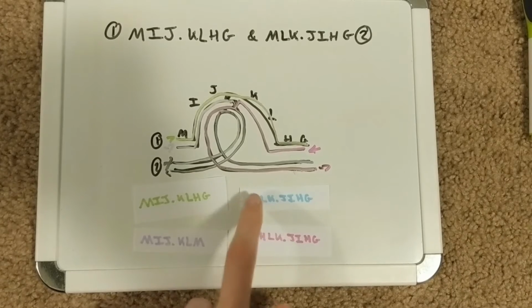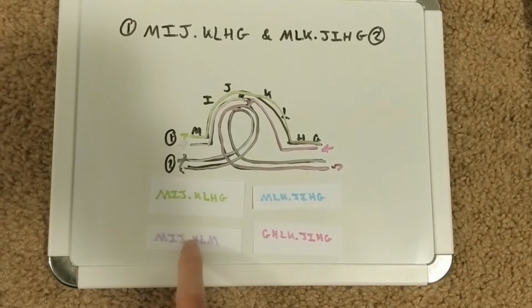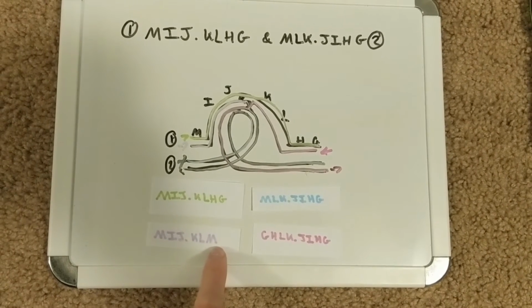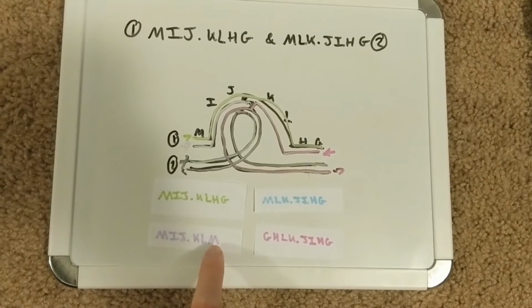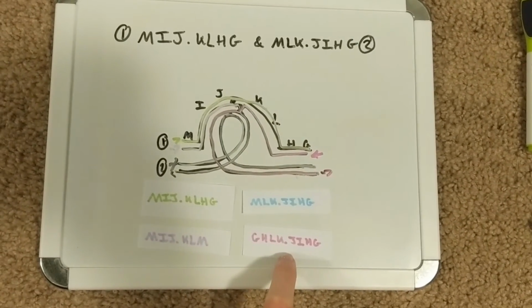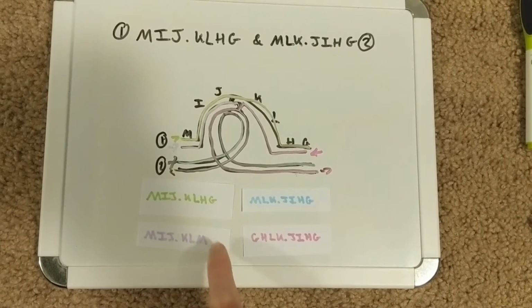If we look at the gametes that individual 1 produces, we will see that the green gamete and the blue gamete are viable since they have all of the regions present. If we look at this purple gamete, we will see that it's not viable because it is missing the H and G region and it has the duplicated M region. If we look at this pink gamete, it is also not viable because it has duplicated G and H region and is missing the M region.